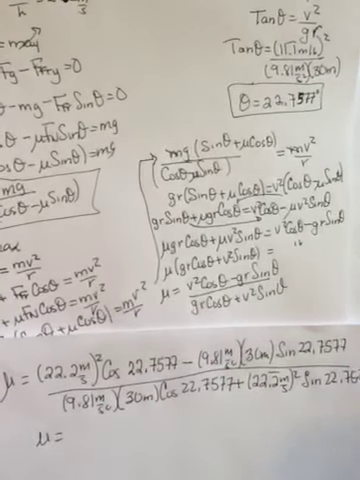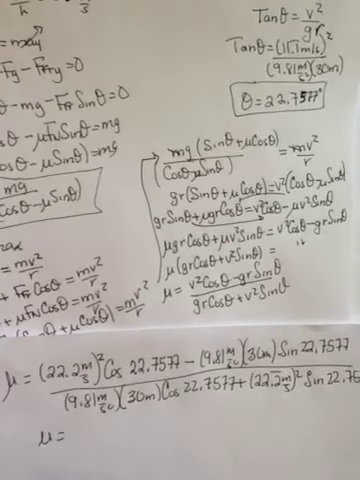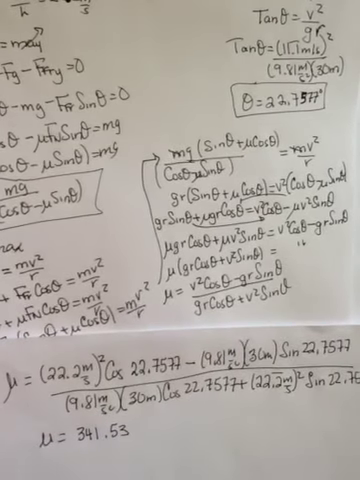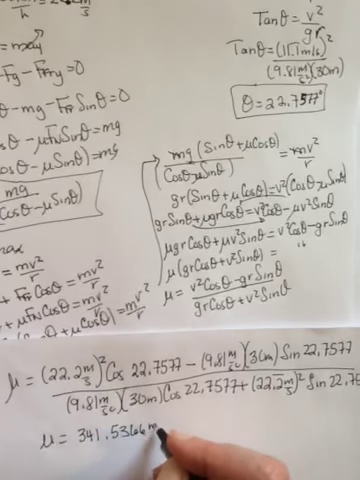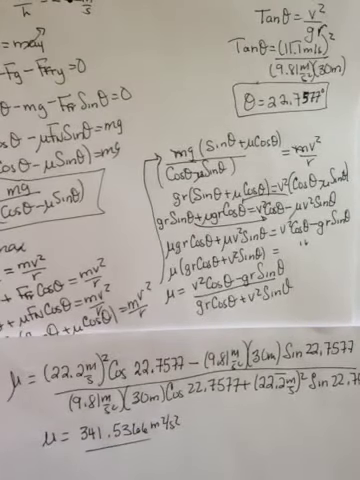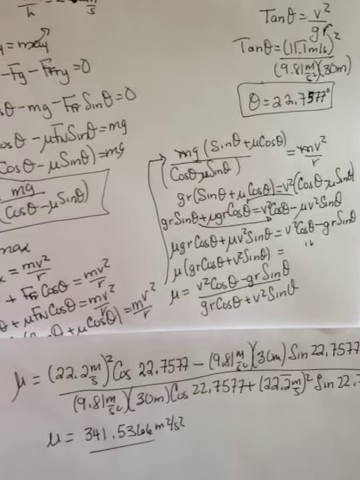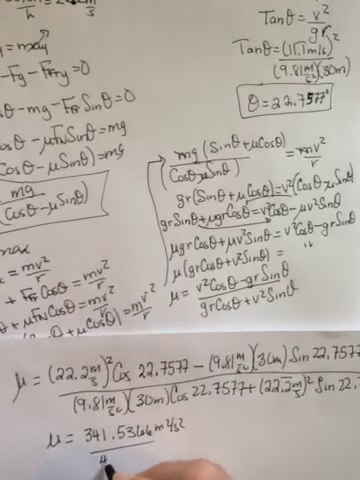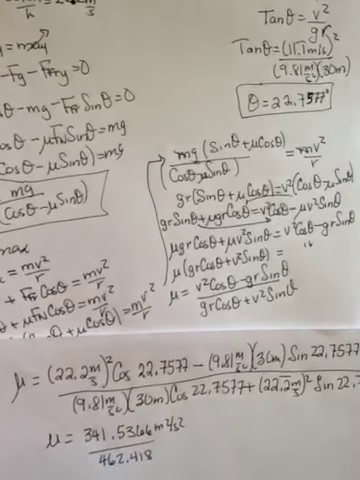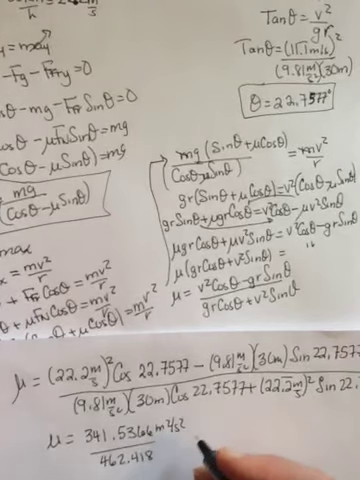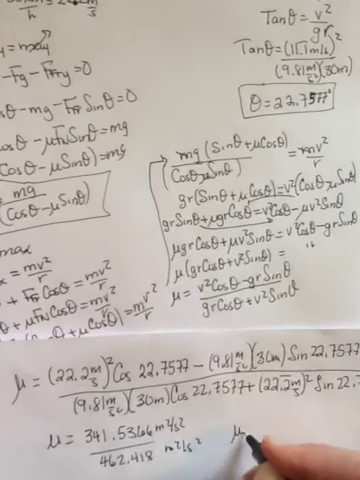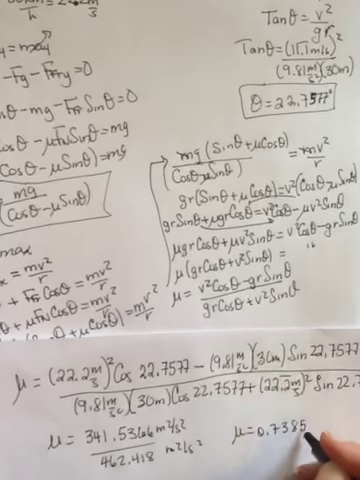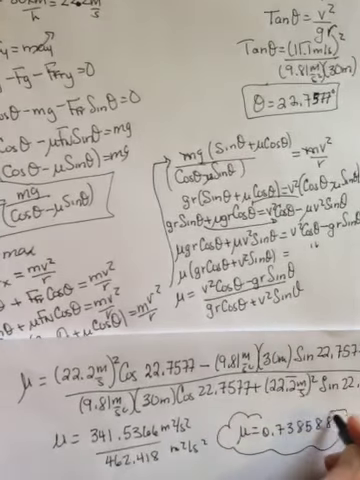Now, punching this in your calculator is going to be the roughest. So maybe punch the whole top in just to be safe, and then the bottom. So the top gives you 341.5366, I think, or something like that, meters squared per second squared. The bottom gives you 462.418, I think it is, or something along those lines, meters squared per second squared as well. And so when you do the math, you get 0.738588 for your coefficient.